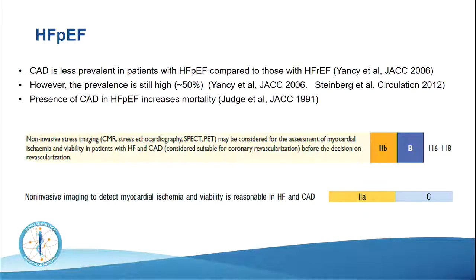But in fact, looking at imaging or stress imaging for HFpEF, heart failure with preserved ejection fraction, there's no data in that specific population, and really the indication for appropriate use comes from the prevalence of coronary disease, which is still very high in the HFpEF population, around about 50% of patients. And importantly, the presence of coronary disease in this population imparts a higher mortality. So the guidelines give this a class 2 recommendation, basically based on expert consensus, really.